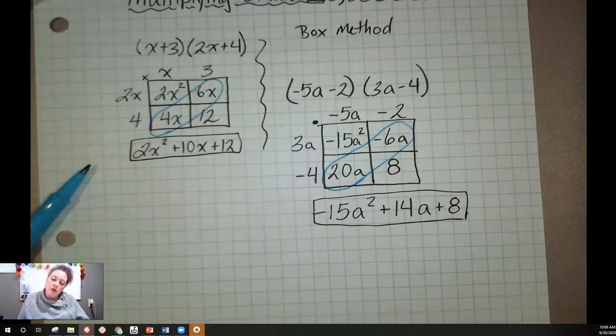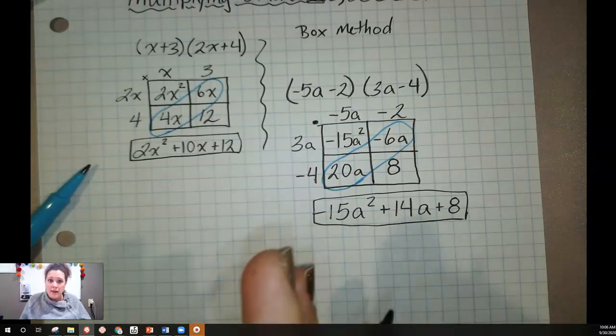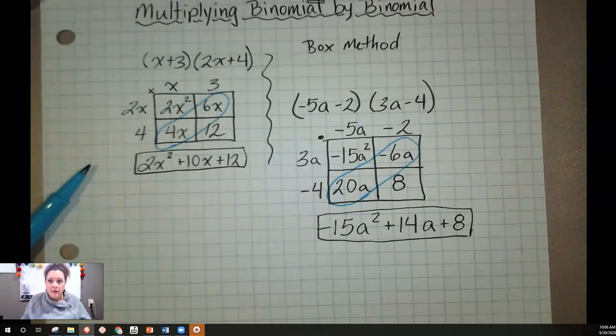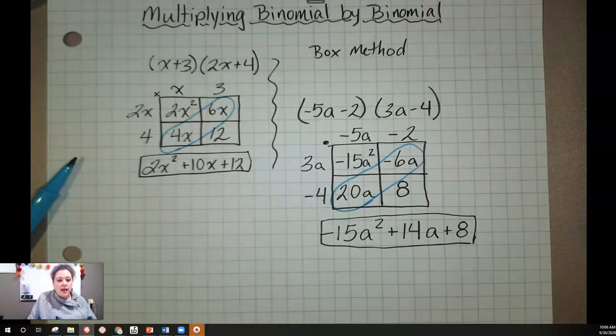So it's up to you which one you prefer. Just like with the FOIL method, there are a lot of videos online that show the box method. If you're still not sure and want to see more examples, you can Google box method for multiplying binomials by binomials or something to that effect. I'll throw some in the resource folder. Whichever method you prefer, go ahead and use it, and I'll see you soon.